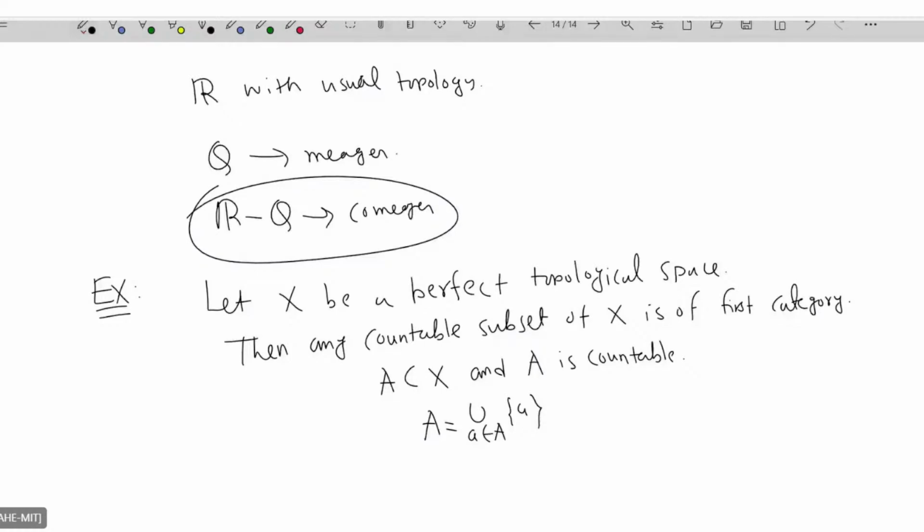A singleton in a perfect space is nowhere dense. But it is not true in a discrete space. It cannot be an open set, and obviously that means it cannot have an interior point. Obviously we know that a singleton is a closed set. All we are discussing is in a T1 space only.